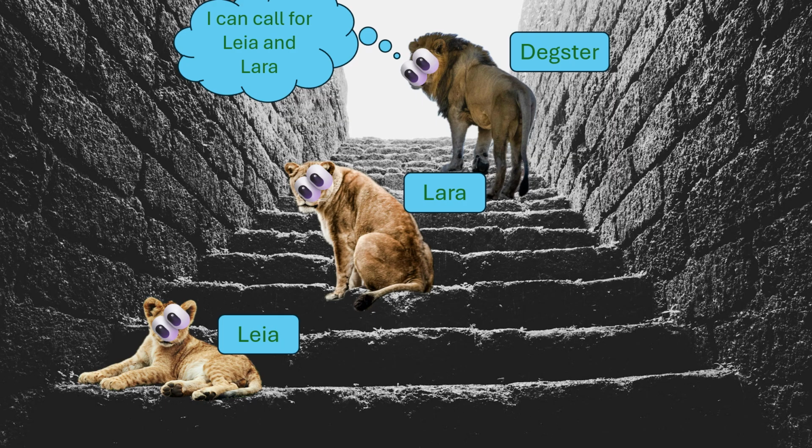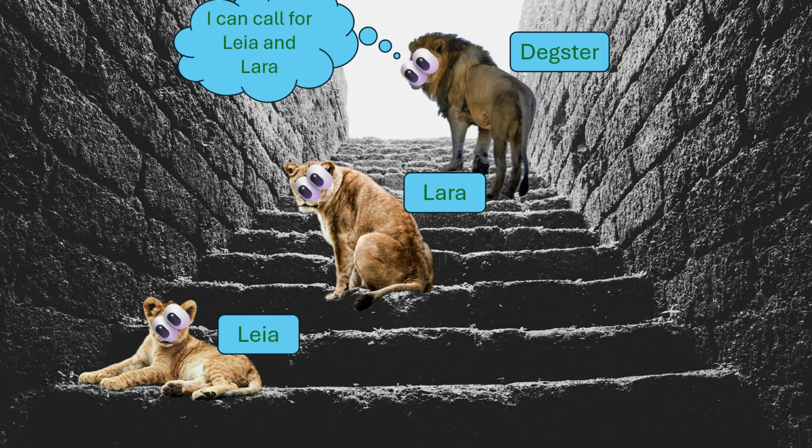And so how I want you to think about it is that these 3 lions, they are variables. And basically where they are on the stairs, this is basically where their function is defined. So if you have a function on the same level as Dexter, the function can access Laura and Leia and Dexter. But if your function is on the step of Laura, then it can only access Laura and Leia, but it can't see Dexter, right?